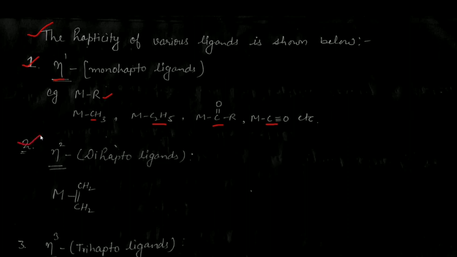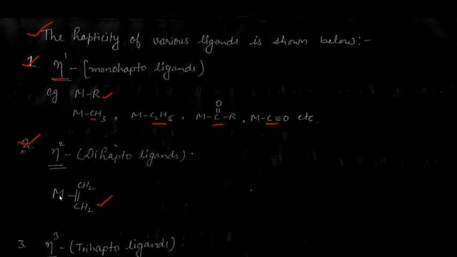In the second case, it is eta 2, dihapto ligands. A dihapto ligand means a ligand in which 2 donor atoms are attached to the metal. For example, this is an example of an eta 2 ligand. Here, these 2 carbons can be attached to this metal.